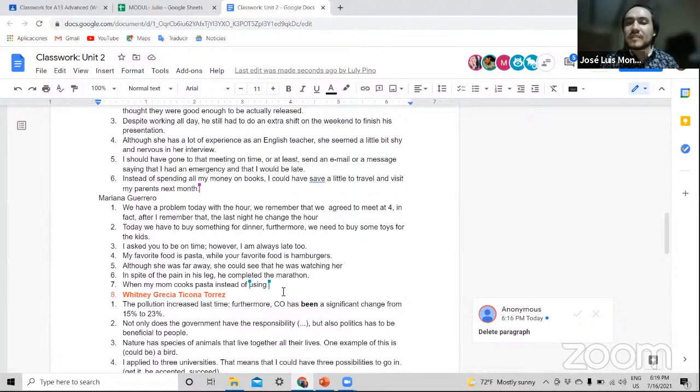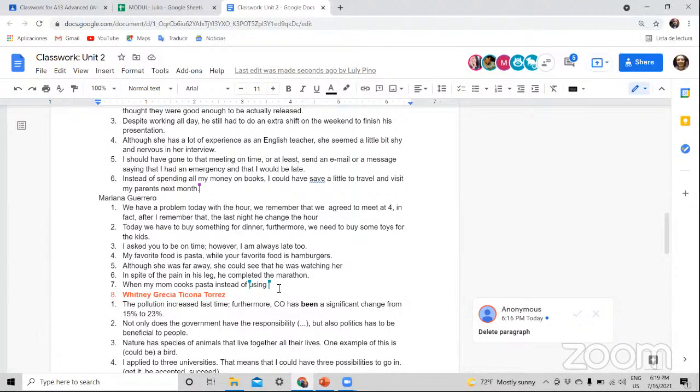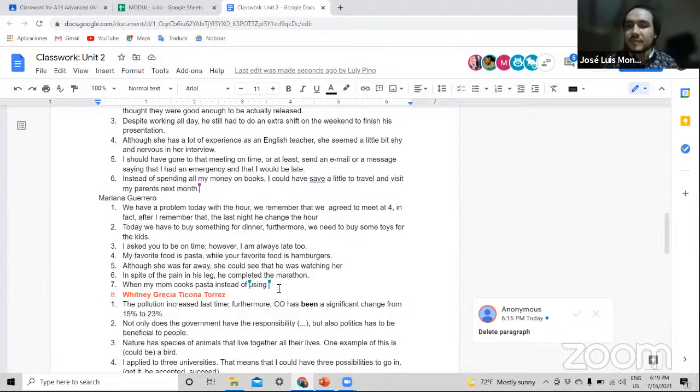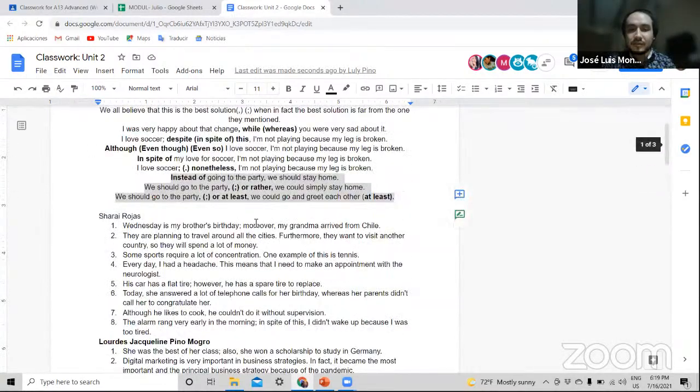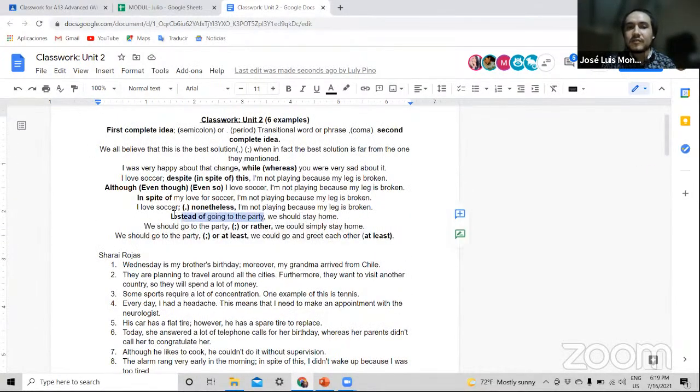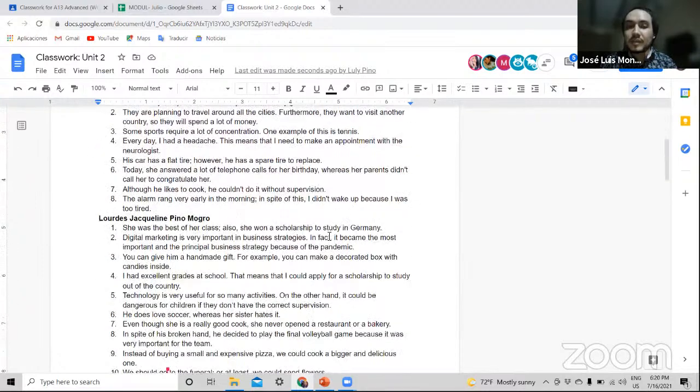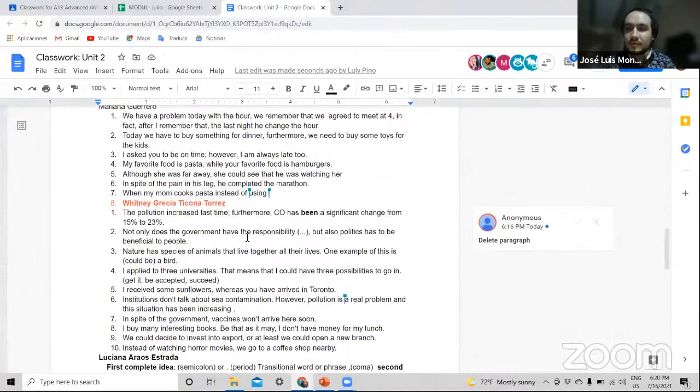So here you're using instead of. It works like an alternative, but it's not like an alternative phrase that we are using in the example, right? If you take a look at this example over here, it says, instead of using pasta or instead of cooking pasta, my mom is cooking this. You can say that, right? Or instead of doing this, I'm doing that.